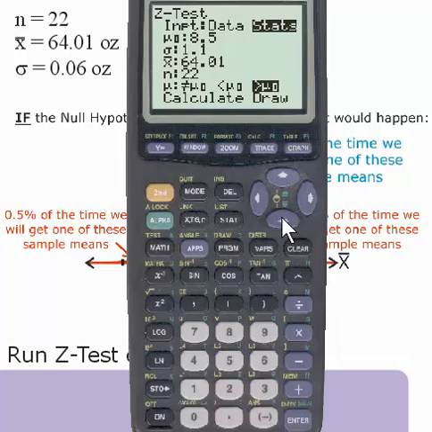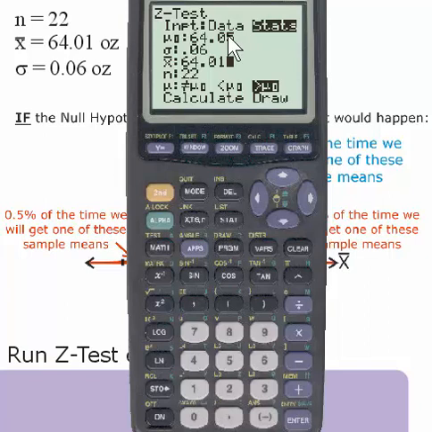Press the down arrow key and enter in the hypothesized value for the population mean, 64.05. Then enter in the value for the population standard deviation, 0.06. Enter in the value for the sample mean, 64.01.